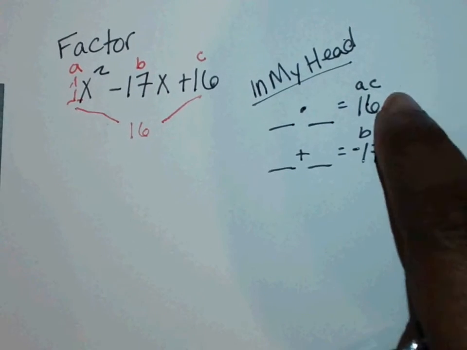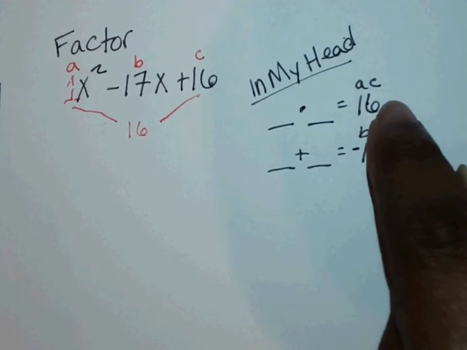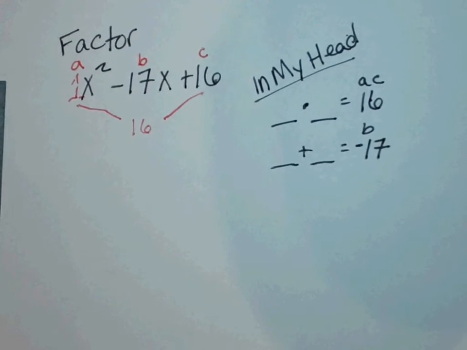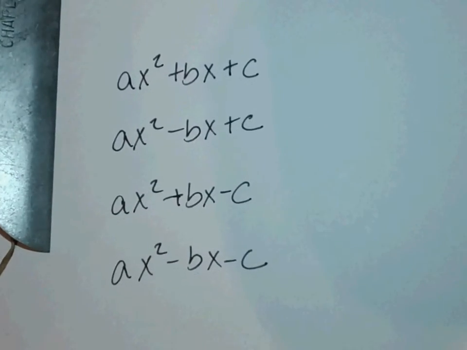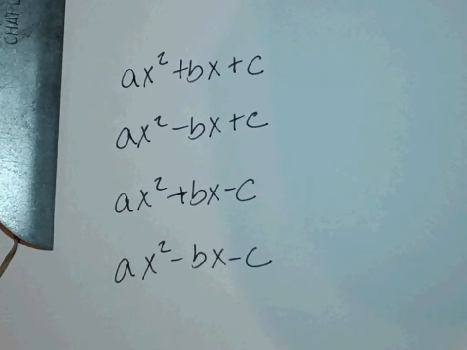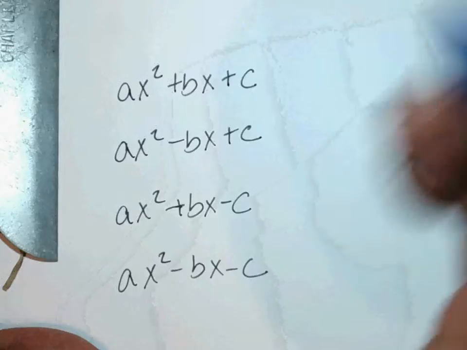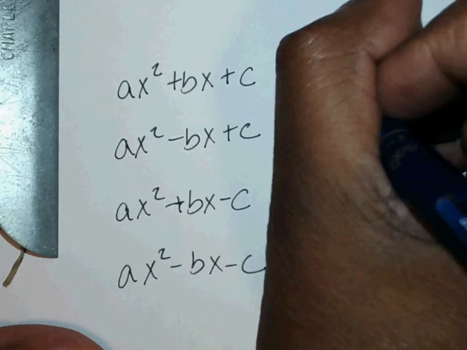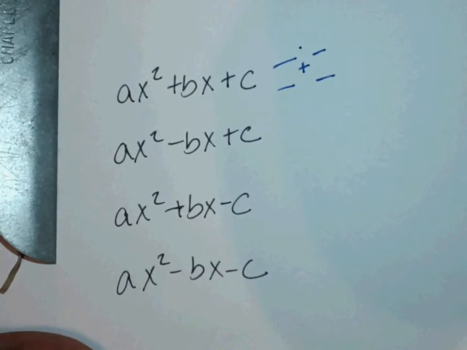So now that I know what my AC is, I have to figure out 2 numbers that when I multiply them, I get AC, I get 16. But then when I add them, I get negative 17. So when I'm thinking about how to find these numbers, I remember a rule my 6th grade teacher taught me, Miss Pringle. She taught me that whenever you have a quadratic with a positive right here and a positive right here, your numbers are both going to be positive.